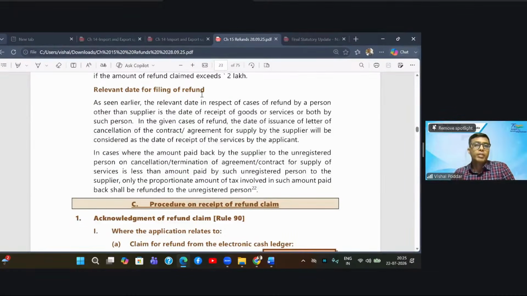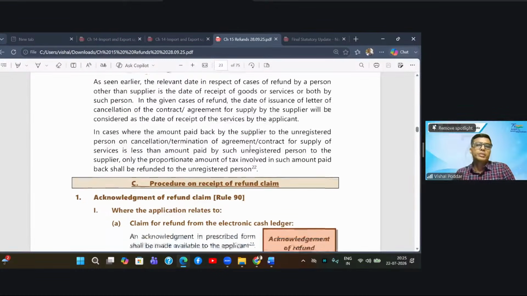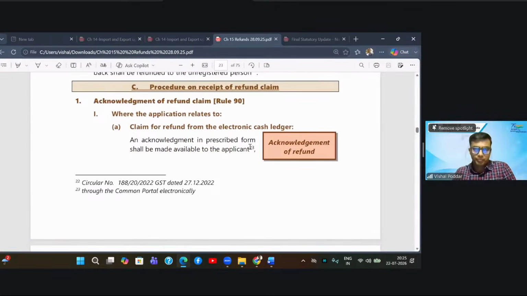Now, what is the relevant date of this refund? So as we have seen earlier, the relevant date wherever the recipient files a refund application is the date of receipt of goods or service. Now, in the given case of refund, the date of issuance of letter of cancellation of contract by the supplier will be considered as the relevant date.